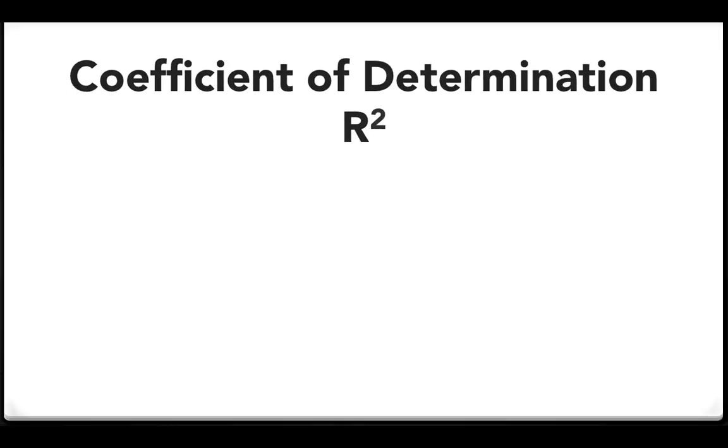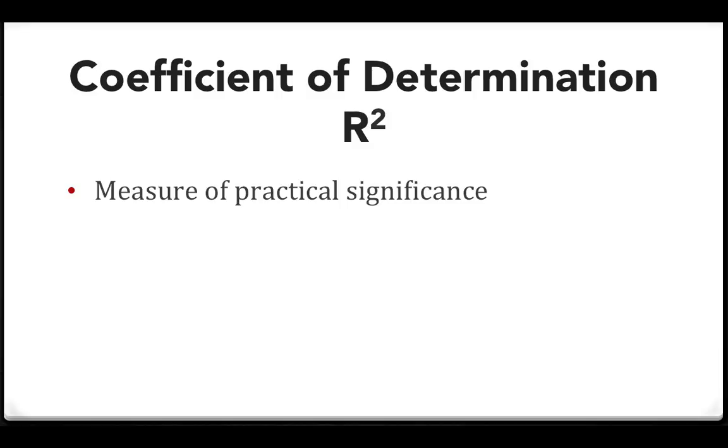This brings us to the last topic that I'm going to cover, the coefficient of determination, also known as R-squared. This is a measure of practical significance. It is a measure of effect size that can be used with correlation and regression. It is literally equal to r squared. When I first started teaching, I used to get a lot of questions about how to compute r squared. You take the Pearson's R correlation coefficient and you square it.